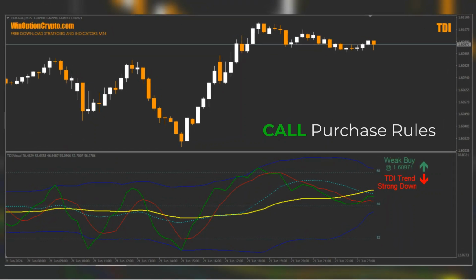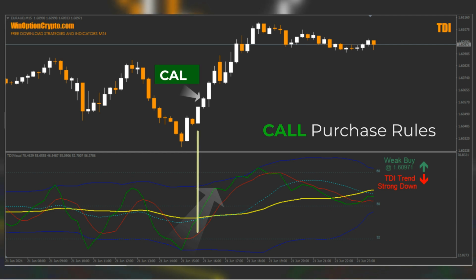And to buy a call option, we look for the following combination of moving averages on the chart. First, the green RSI line crossed the yellow moving average from bottom to top. Second, the candle on which the intersection occurred is bullish. Third, at the opening of the next candle, we buy a call option with an expiration of 6 candles.